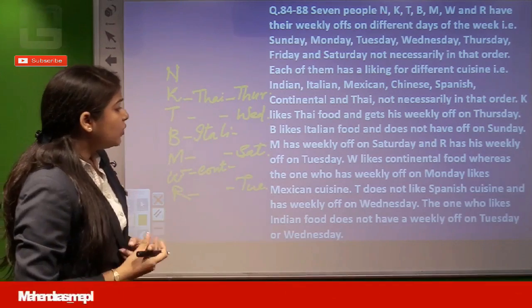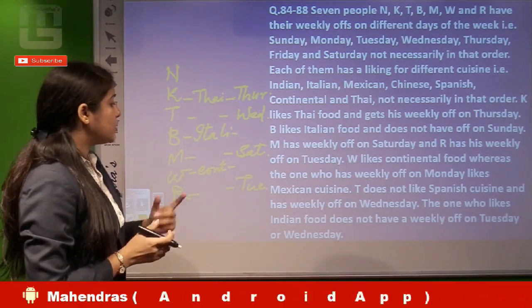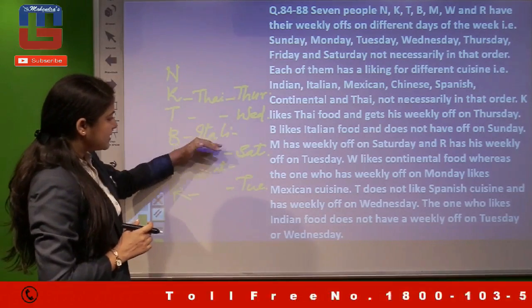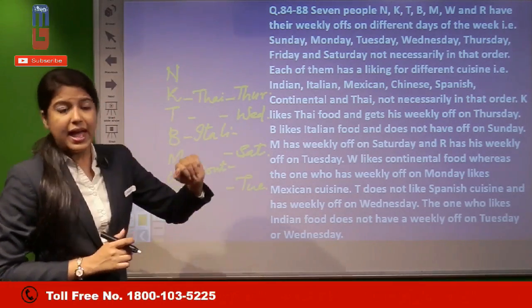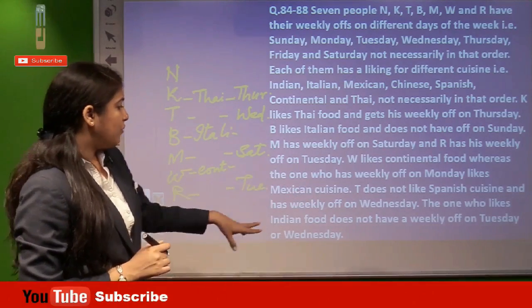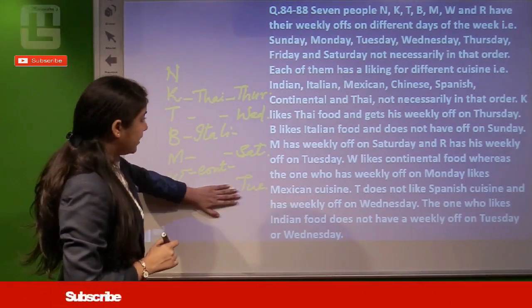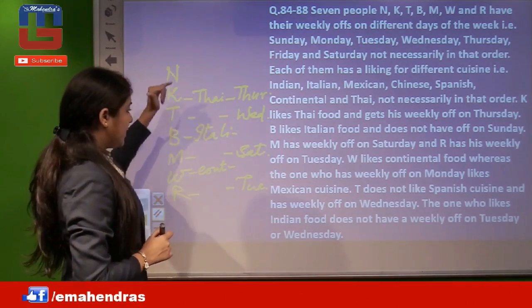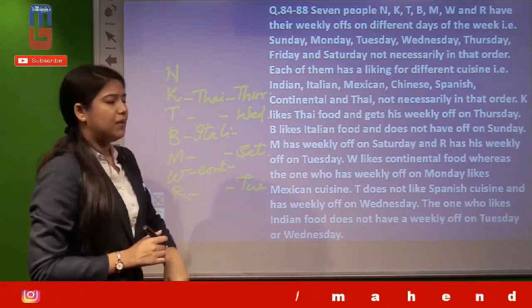Now then, one who likes Indian food does not have weekly off on Tuesday or Wednesday. Now see, Indian food can be placed over Wednesday, Saturday, Tuesday or for N. And from here it is clear, one who likes Indian food does not have weekly off on Tuesday or Wednesday. That means here Indian cannot come, here Indian cannot come. So Indian can come for N, Indian can come for M, right?